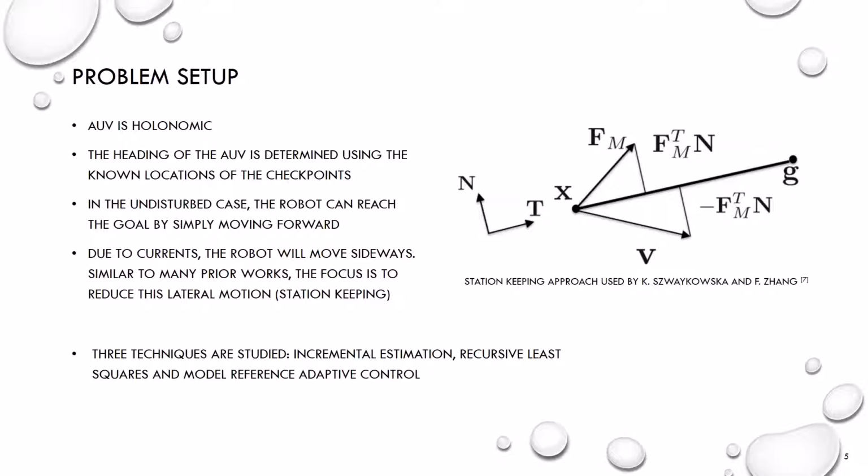In the undisturbed case, the robot should be able to reach the goal just by moving forward. However, due to currents, the robot will experience some sideways motion. Similar to prior works, the focus is to reduce this lateral motion so that we can keep the robot on the desired path, otherwise known as station keeping. A picture on the right shows the components of undesired forces moving the robot away from the t-vector, which is the desired motion. If we can eliminate these forces, then the robot should stay on the desired path.